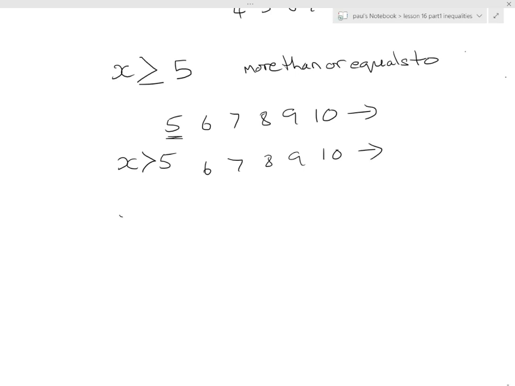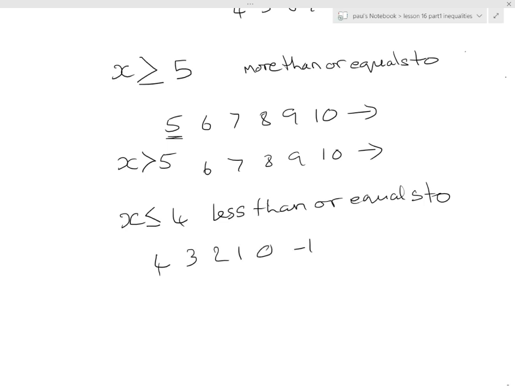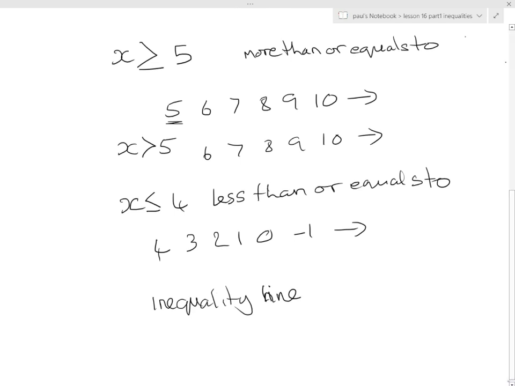And of course we can have this the other way around. X is less than 4 or equals to. So this is less than or equals to. So possible values for x here, it could be 4 or it could be anything that is less than 4. Now we're going to represent these on an inequality line, a number line basically, line, L-I-N-E, inequality line. So how do we do this?